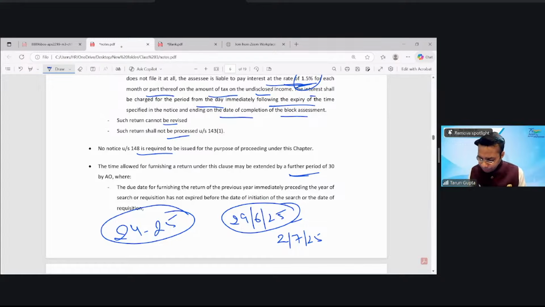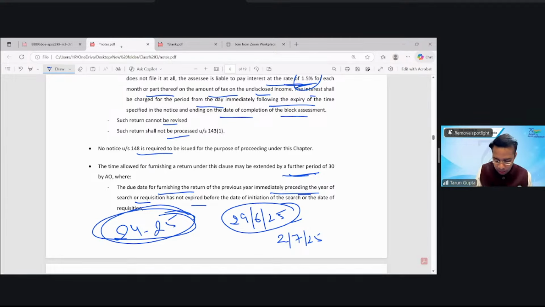Then the assessee may request the AO to give another 30 days. The time allowed for furnishing return of income under this clause may be extended by a further period of 30 days by the AO, where the due date of furnishing return of the previous year immediately preceding the year in which search or requisition was made has not expired. So the due date of furnishing return for 24-25 is 31st October.